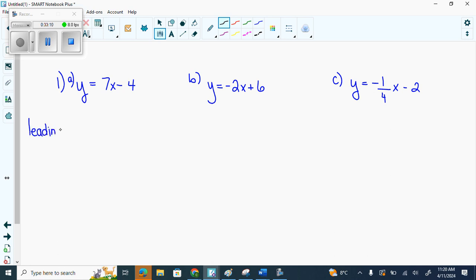Did I ask for the sign or the actual leading coefficient? Does it say leading coefficient sign, or does it say leading coefficient? It says leading coefficient. So we'll do the first one together. What is the leading coefficient of A? 7. It's the number in front of the largest variable, correct? You quickly give me the other two. And by quickly, I mean it should be really quick.